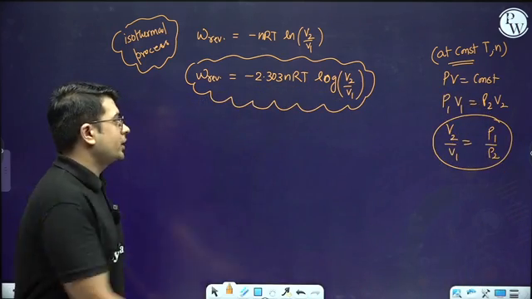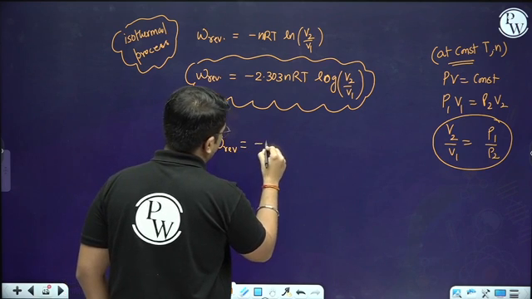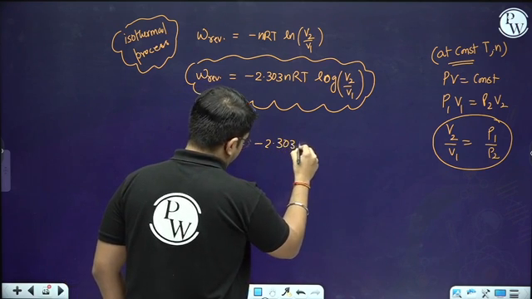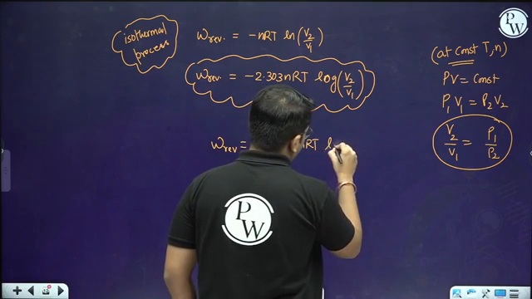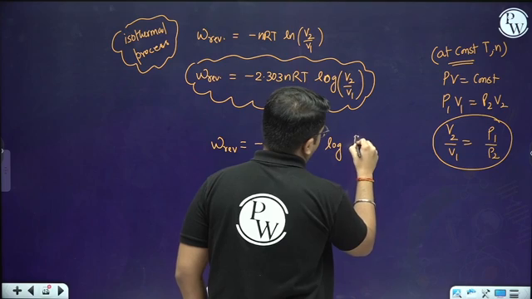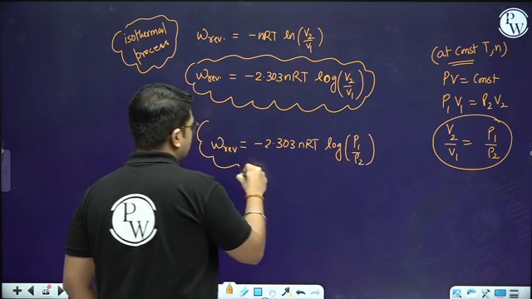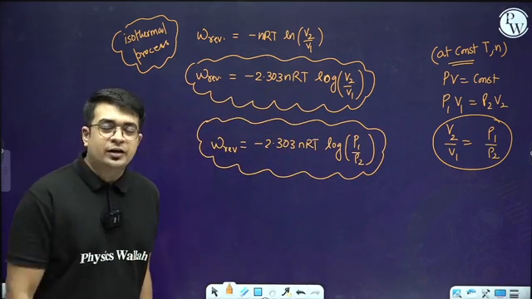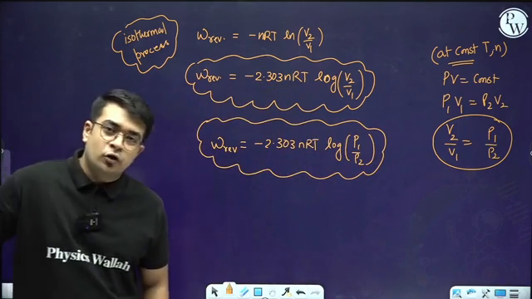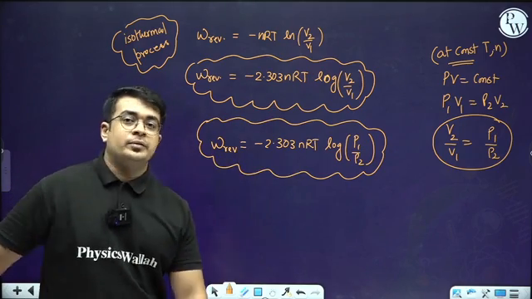Yes, definitely. So I can put this value, and W reversible in that case will be equal to minus 2.303 nRT log of P1 over P2. That formula is also true when you have the value of pressure only instead of volume, then you can use this formula also. Okay, I hope this entire part is clear to everyone.